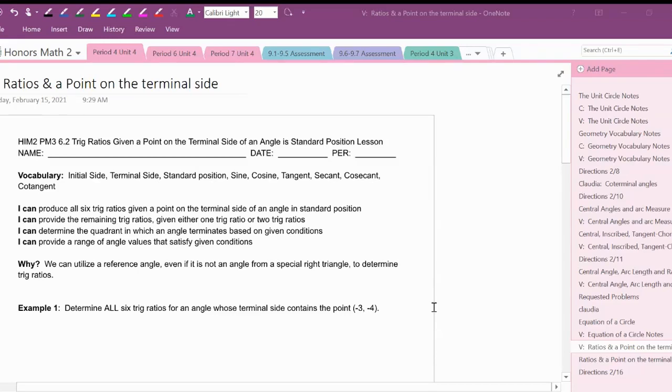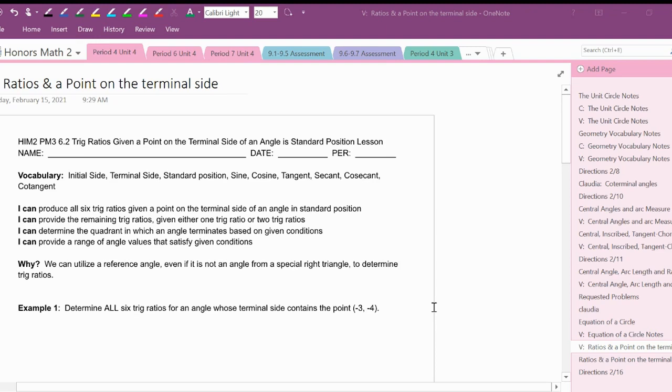This lesson deals with some more of our trig ratios. This time we're not necessarily going to work within the unit circle. We're still going to have our initial side, terminal side, standard position angle, but this time we're not going to know the angle; we're going to know a point on the terminal side. And this is still going to be enough information for us to generate all 6 ratios.